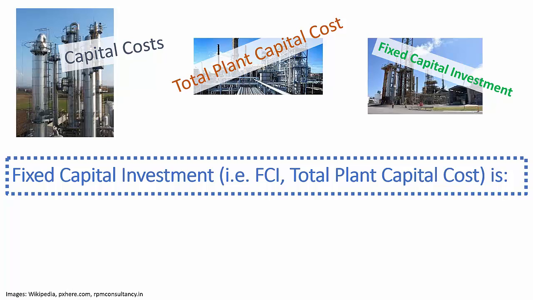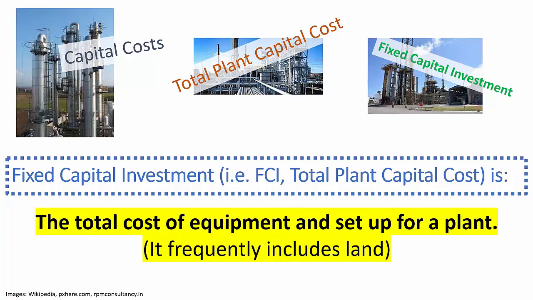Fixed capital investment is also known as FCI. It is sometimes also referred to as total plant capital cost. It's the total cost of equipment and setup for a plant. So unlike capital costs, which could refer to the cost of purchasing one pump, fixed capital investment is a total plant capital cost. It's the total cost to set up a plant. This frequently includes land if land needs to be purchased and developed in order to put a plant on it.